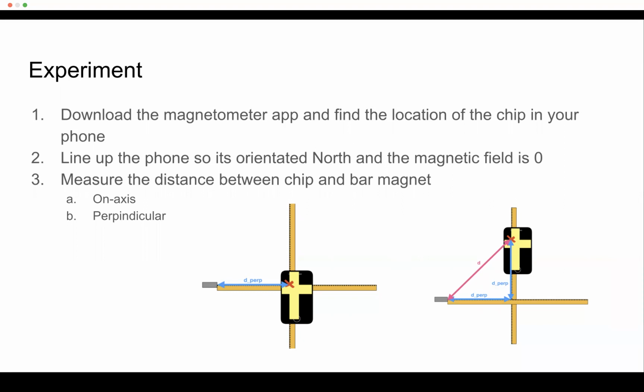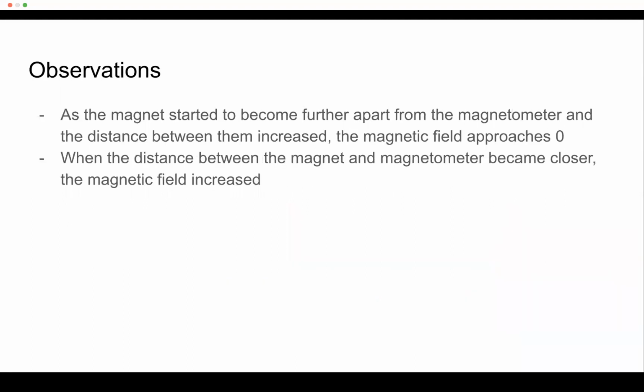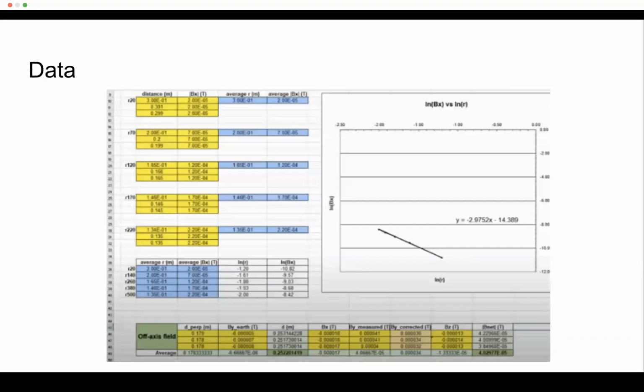in the diagram below. Some of the observations we made after the lab are that as the magnet became further apart from the magnetometer and the distance between them increased, the magnetic field approached zero. When the distance between the magnet and the magnetometer became closer, the magnetic field increased.